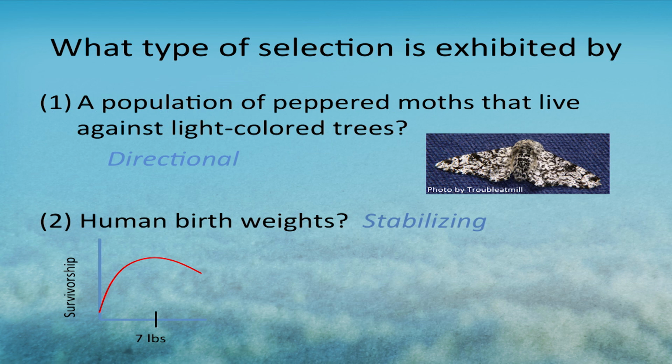Human birth weights are a really interesting example because they actually show stabilizing selection. When we say human birth weights, what we mean is the weight at which a human is born. Now, the average human birth weight is around 7 pounds, and for good reason. If you get on the low side, so you're 2 or 3 pounds, you're a preemie, and chances are you don't have the mass or possibly the development to survive very well.